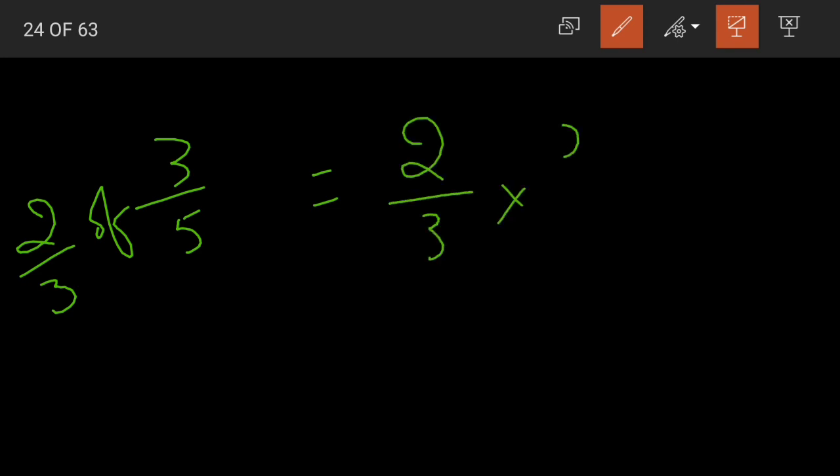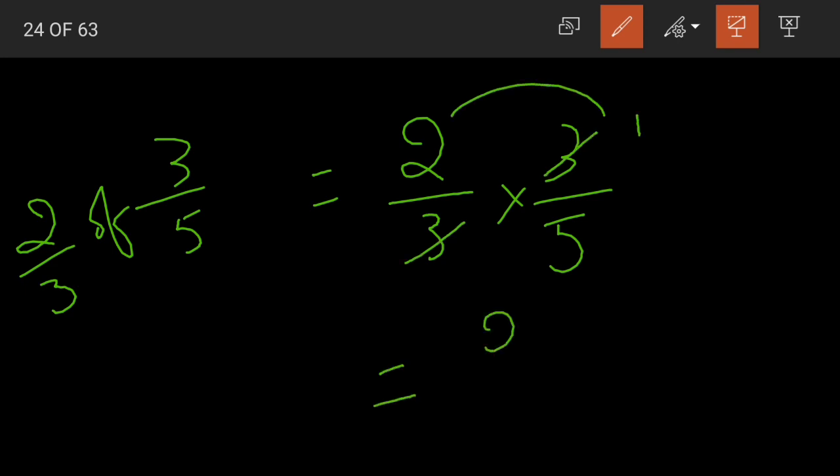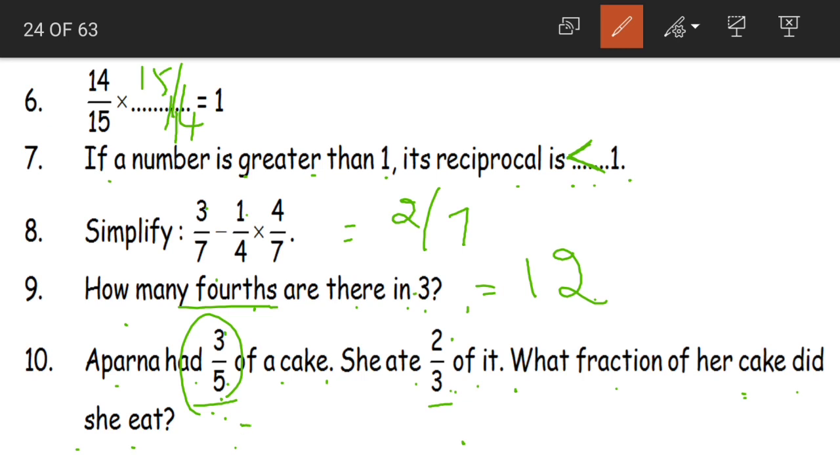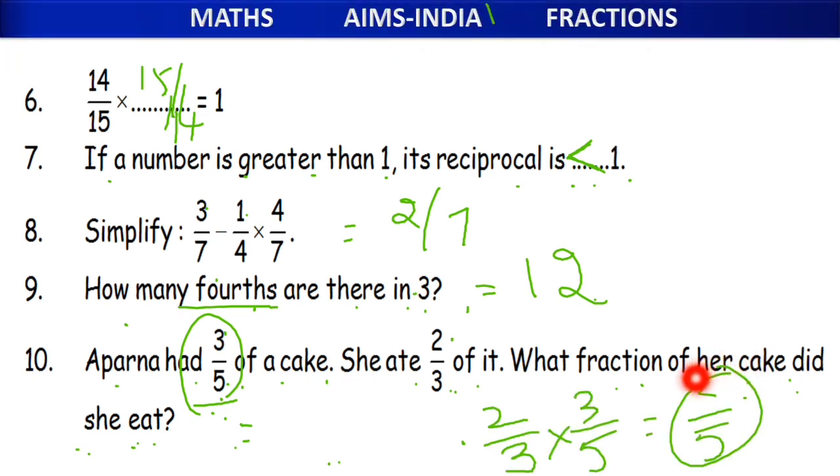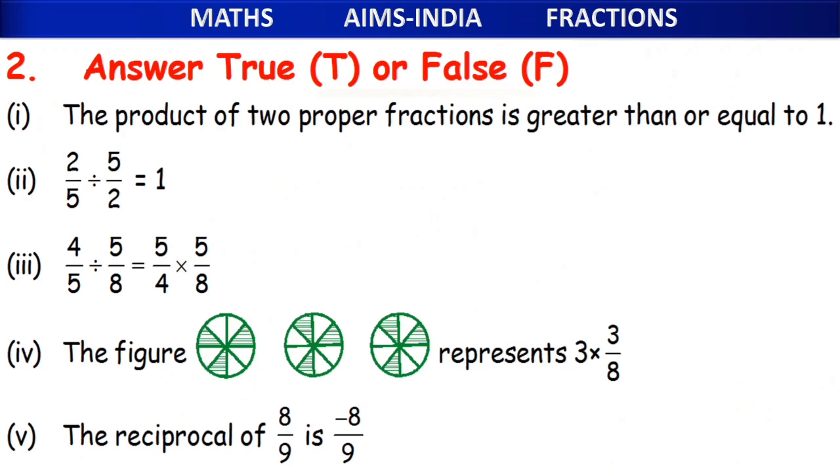We'll multiply. Yes, 2 by 3 into 3 by 5. 3 ones are 3, get cancelled. What are we left with? 2 ones are 2 and 1 fives are 5. So she ate 2 by 5th. From the fraction, what fraction of her cake did she eat? She ate 2 by 5 of the cake. Yes. Clear, students, till now?